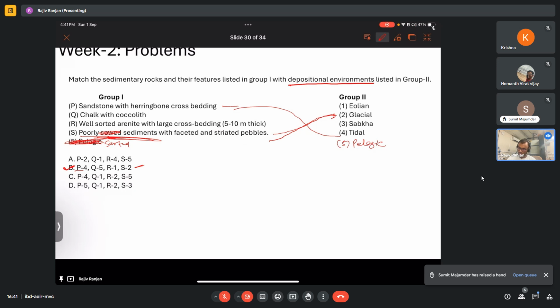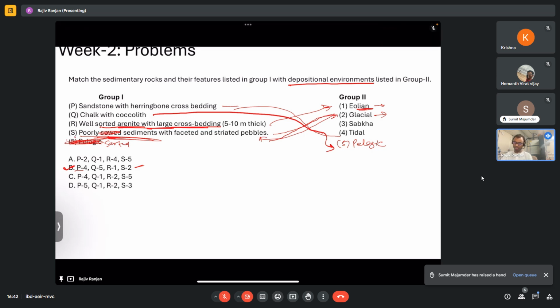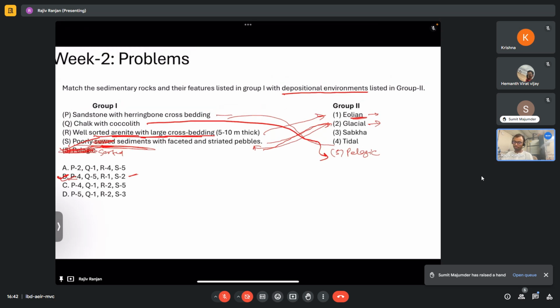So now we'll try to understand how. Q5 and R1. If you see here, well sorted arenite with large cross bedding. We generally see cross beddings in aeolian features, right? And chalks and coccoliths deal only with pelagic sediments. So aeolian, remember this. Here we find so many sand dunes, and all these cross beddings are mostly related to aeolian nature. And glacial, its very characteristic feature is poorly sorted, and that is why option S for glacial is correct. So option B is correct.